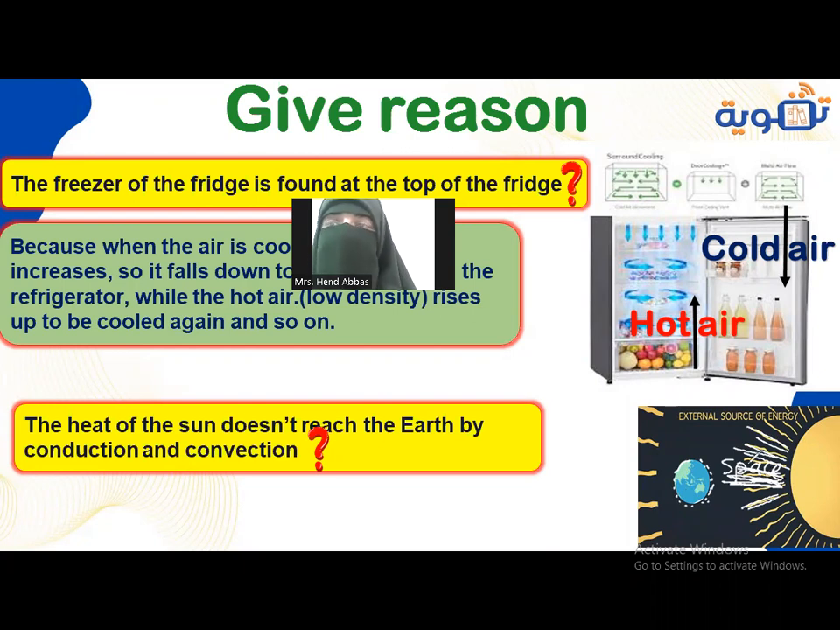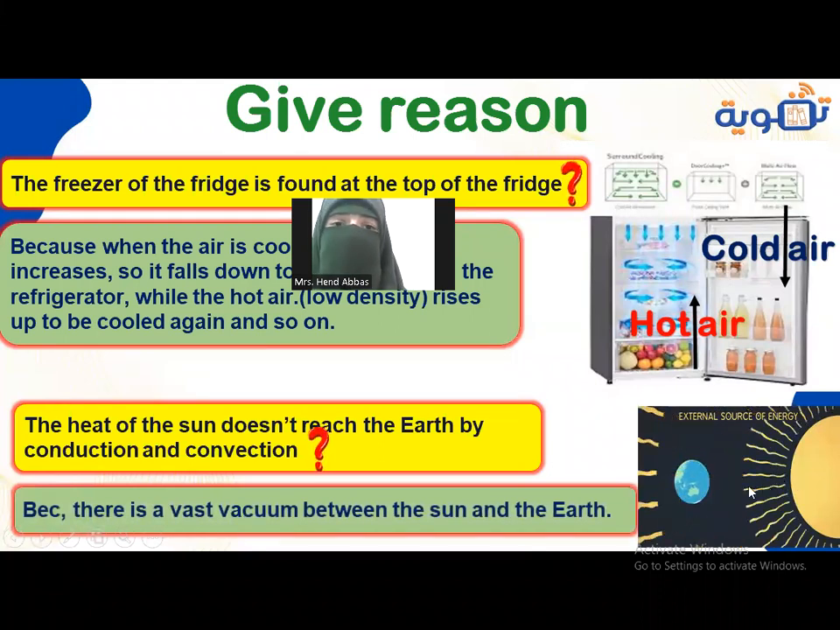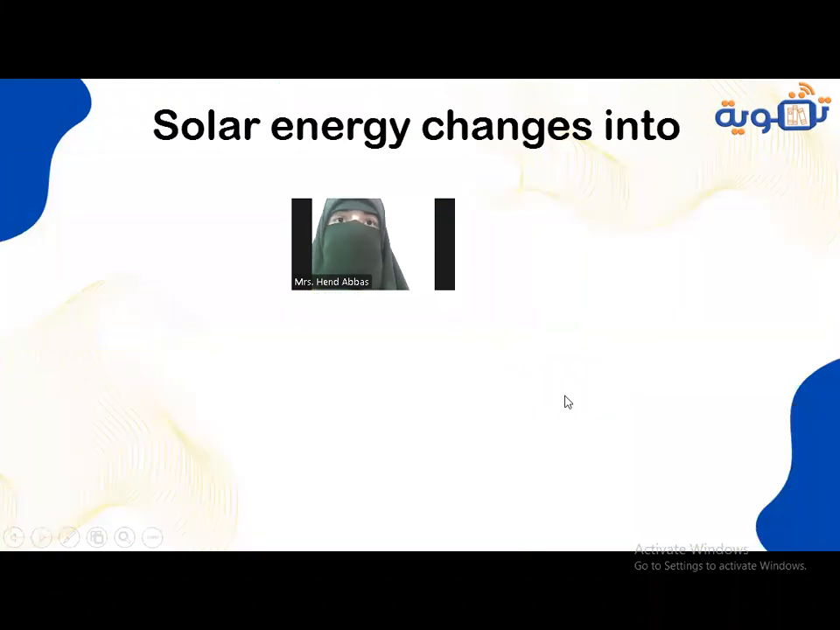So the heat transfers from the sun to the earth by radiation, because there is no solid, no liquid, no gas to transfer through here, because there is a vast vacuum, a very large space between the earth and the sun.